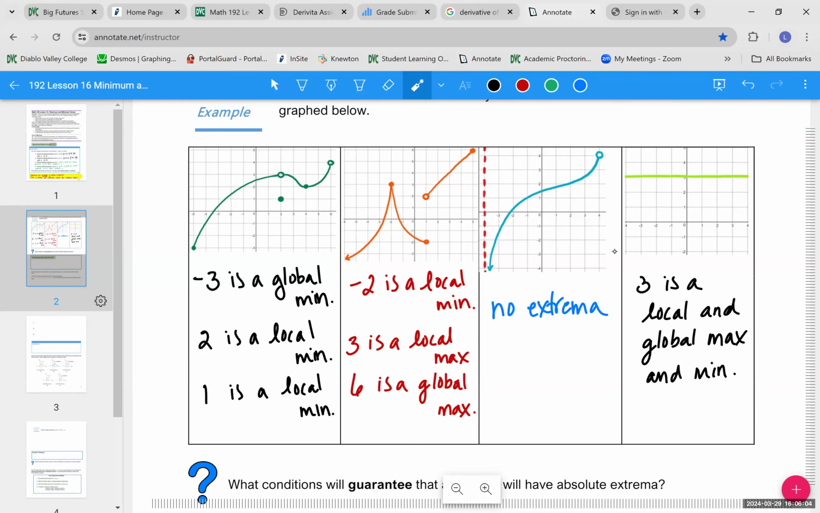I don't have any maxes because both of the places, the candidates that would be sort of the top in the area anyways, are open circles. So they're not actually points on the graph.